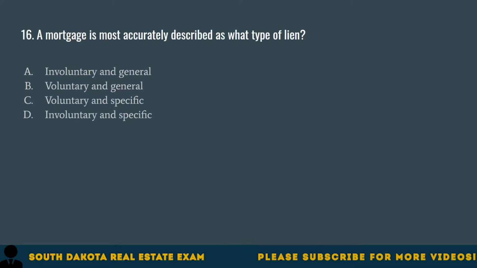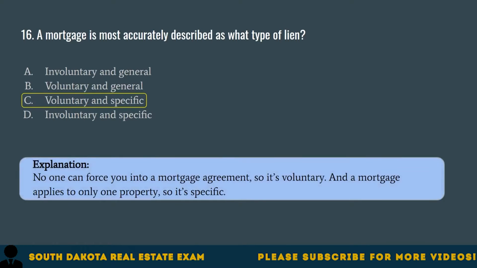Question 16. A mortgage is most accurately described as what type of lien? A. Involuntary in general. B. Voluntary in general. C. Voluntary and specific. D. Involuntary and specific. The correct answer is C. Voluntary and specific. No one can force you into a mortgage agreement, so it's voluntary. And a mortgage applies to only one property, so it's specific.